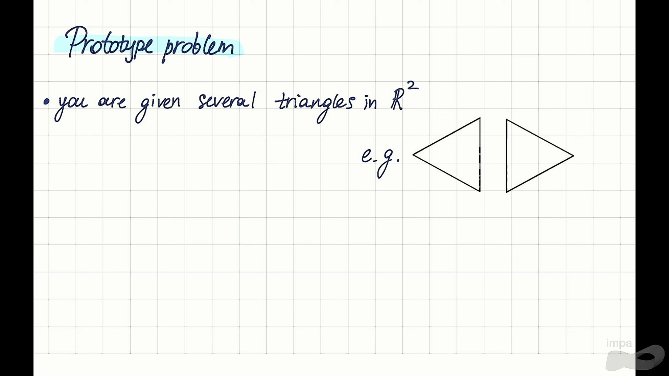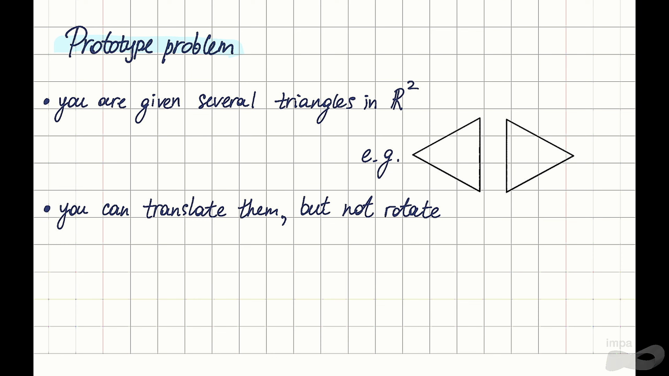So we'll start with something, disappointingly elementary, perhaps. Here is my prototype problem. Some versions of this problem I will be explaining to you throughout the hour. So you're given, let's start just from the plane, usually Euclidean plane, you have several shapes, or let's say several triangles. You're allowed to translate them, but you cannot rotate them.